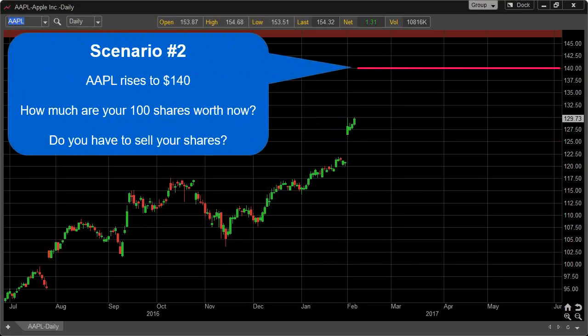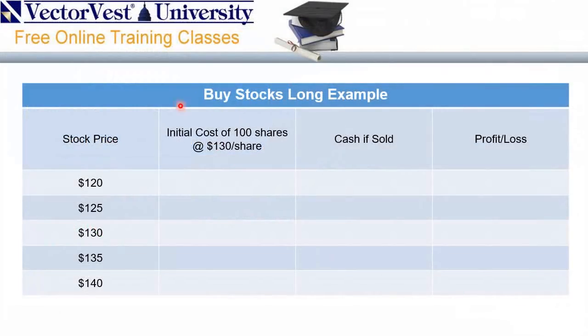Okay, so now let's fill in a little table here. And we're going to use a table similar to this when we talk about options. So let's get a good lay of the land. Over on the left-hand side is what could happen to the stock's price. It could go up or down. I only put 5 examples here, but understand the stock's price could go much lower than 120. It could go much higher than 140.